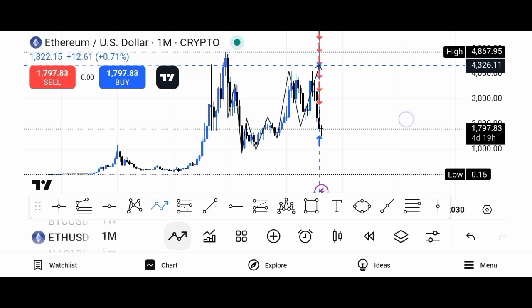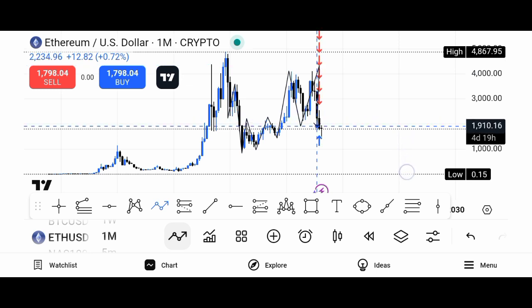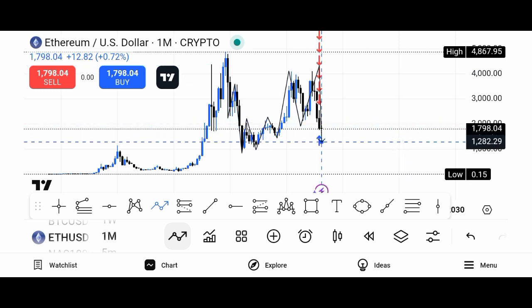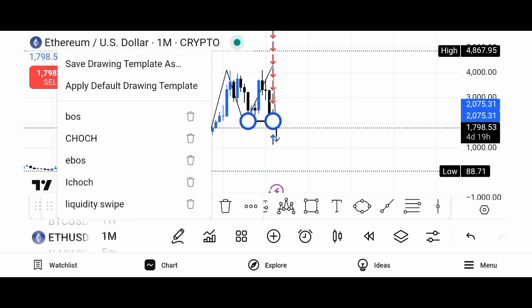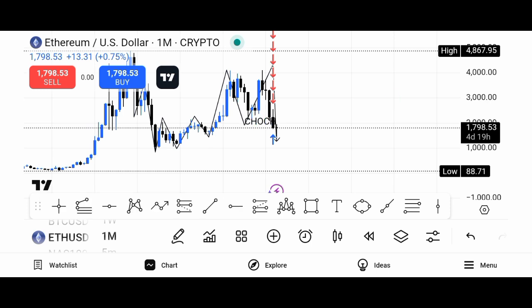Now, looking at this, you can find that down here there's a change of character. You understand? The SM tutorials people know what I mean. So now this is a change of character to the downside. Let me spot it so you guys can see it very well. Change of character to the downside.